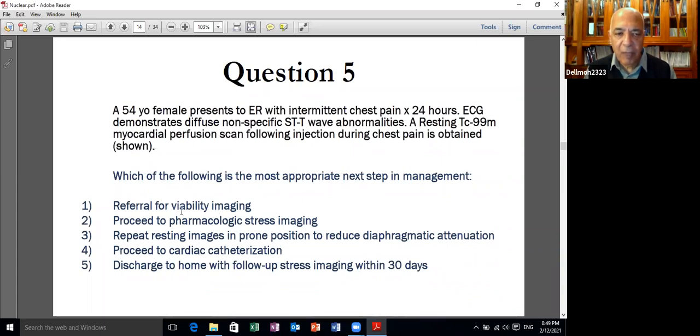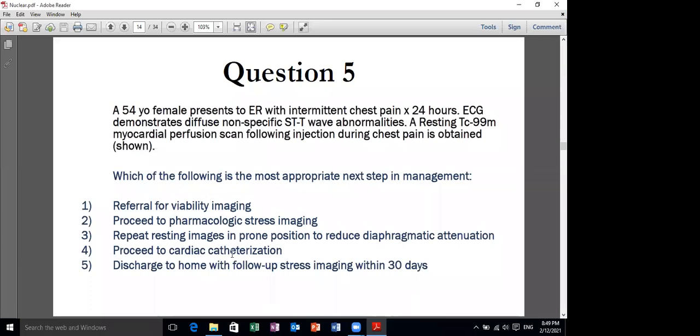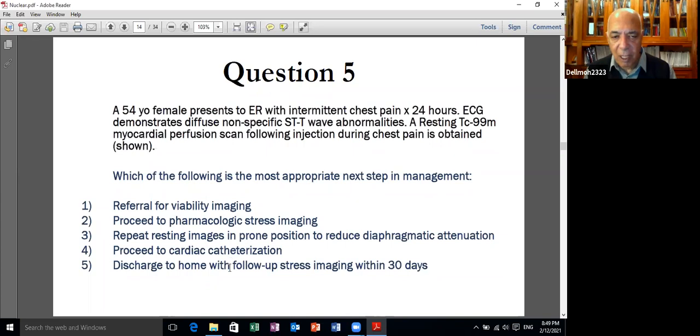Refer for viability imaging. You don't need that because at rest during the pain there is severe ischemia. Proceed to pharmacological stress test. This is correct if the patient is free of pain at the time of injection. Repeat the images in the prone position to reduce diaphragmatic attenuation. This is not attenuation. It's a perfusion scan. There is no exercise, and we don't have availability of real time to see the contractility. Proceed to cardiac catheterization. Obviously, that is the correct answer because of the huge amount of ischemia present. Discharge home and follow up stress test after 30 days. Obviously, that's not correct.